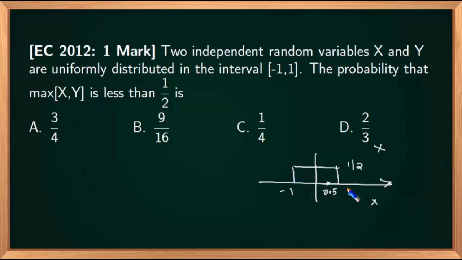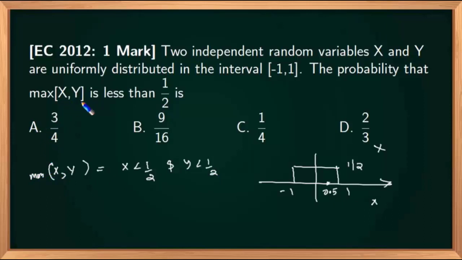What it means is that any value between these two values, -1 and 1, is equally likely, or all the events occur with the same probability. Now the question is, you need to find the probability that the maximum value of x, y is less than half, which means that x must be less than half, right? The logical meaning of this is that x must be less than half and y must be less than half. That is the meaning of the maximum value of x and y.